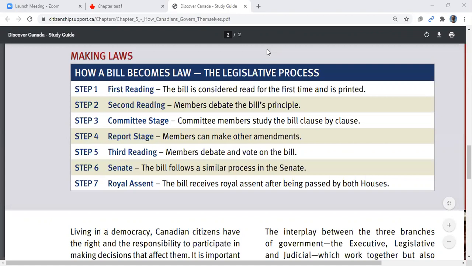Senate. The bill follows a similar process in the Senate. Royal assent. The bill receives royal assent after being passed by both houses. Yeah, very good, very good.